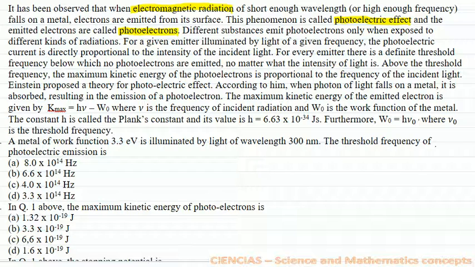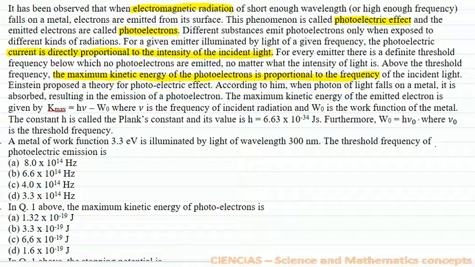Different substances emit photoelectrons only when exposed to different kinds of radiations. For a given emitter illuminated by light of given frequency, the photoelectric current is directly proportional to the intensity of incident light. For every emitter, there is a definite threshold frequency below which no photoelectrons are emitted, no matter what the intensity of light is. Above the threshold frequency, the maximum kinetic energy of the photoelectron is proportional to the frequency of the incident light.